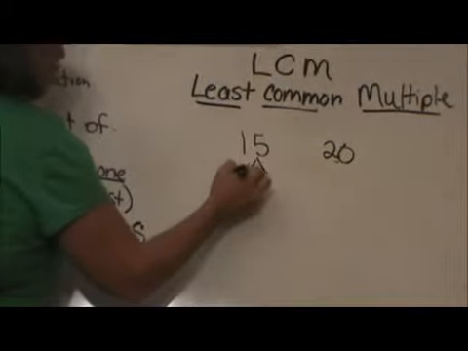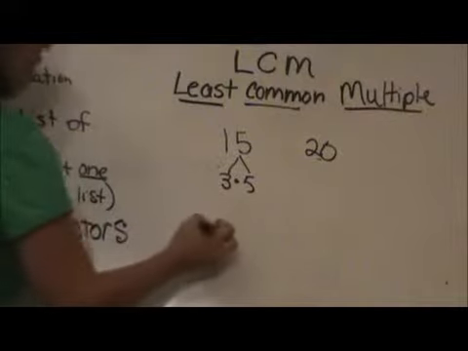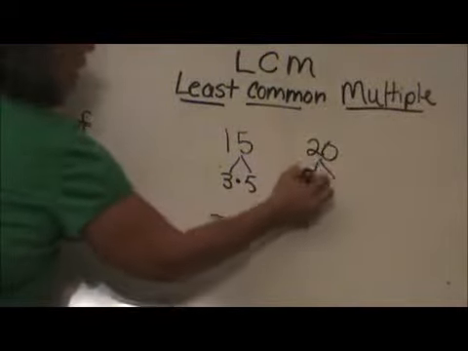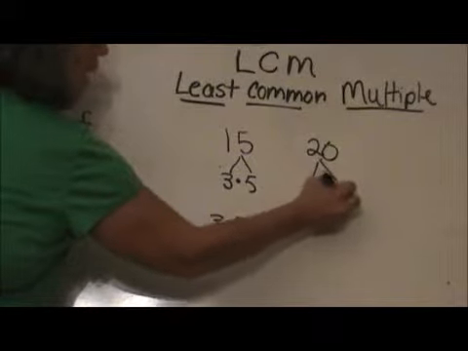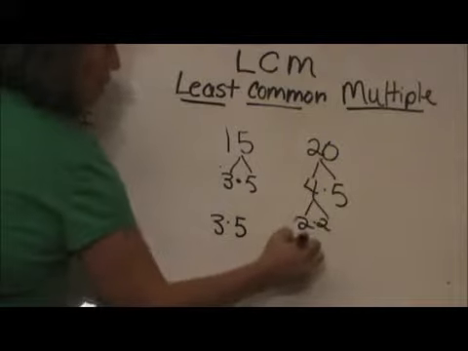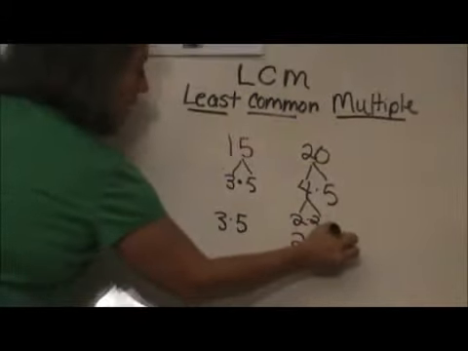So step 1, I write my prime factorization. 15 is fairly simple. It's just 5 times 3. 20 breaks down to 4 times 5, and then 4 is 2 times 2. So our prime factorization is 2 times 2 times 5.